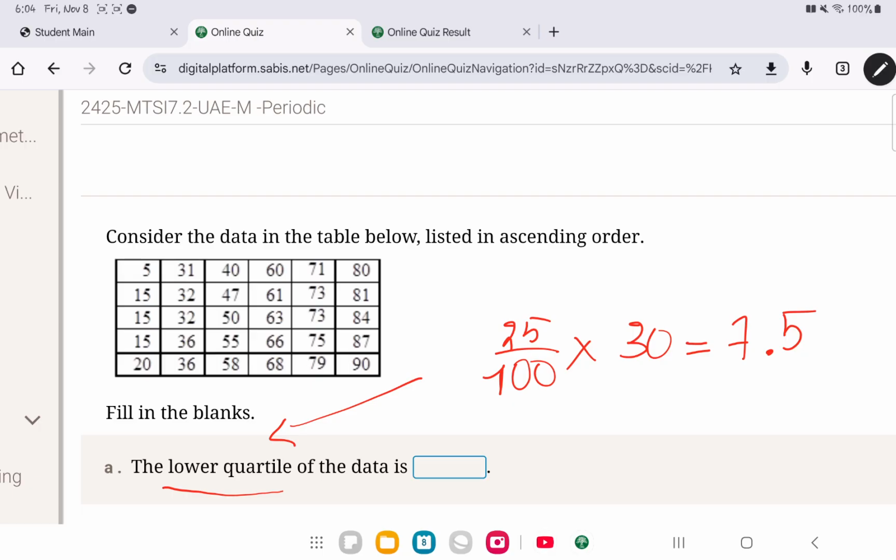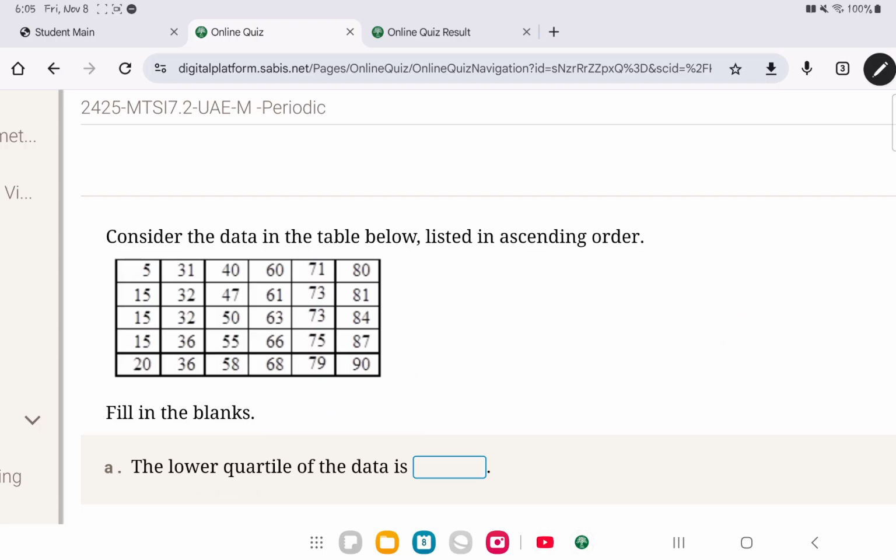7.5. So this means what? We directly round it to the 8th number. So we got 7.5. That means we are gonna take directly the number higher, which is 8. So let's count and see the 8th number. 1, 2, 3, 4, 5, 6, 7, 8. So the lower quartile of the data is 32.